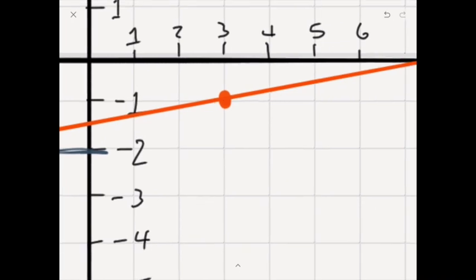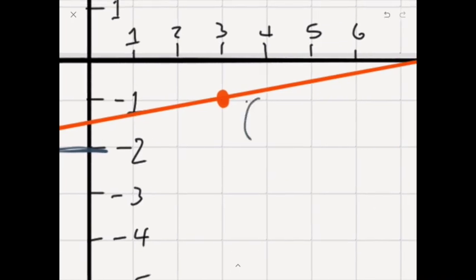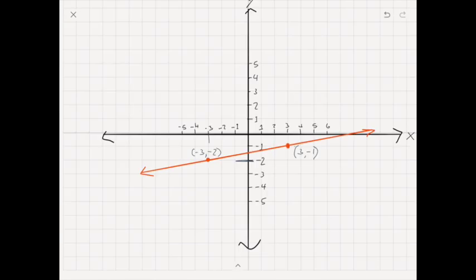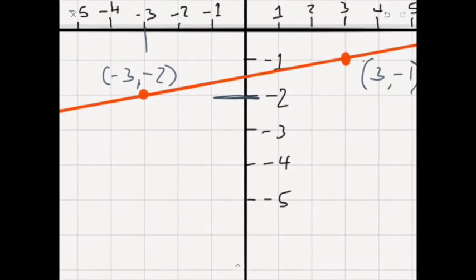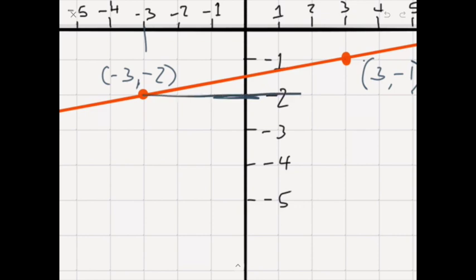Here's my other point. It's +3 and -1. And we're going to be using those coordinates in a second to actually calculate slope using a slope formula, but there's an easier way to do it in a lot of cases, and in all of these cases today. So when we look at this line, basically slope is, again, a measurement of how much does it go over versus how much does it go up.